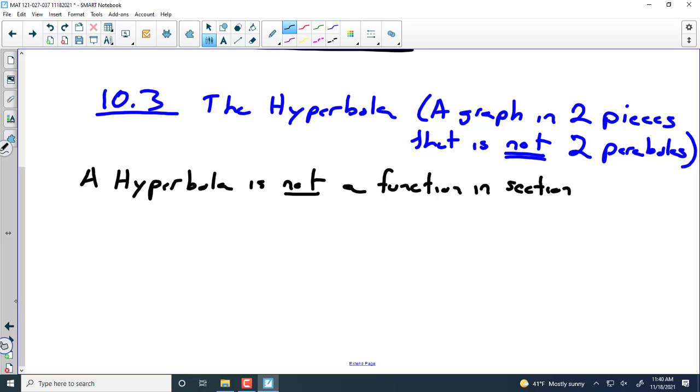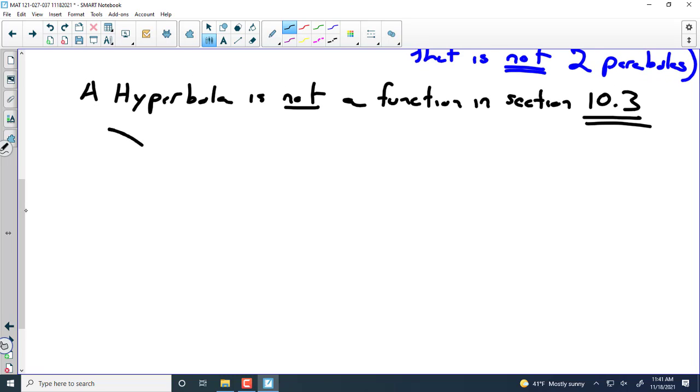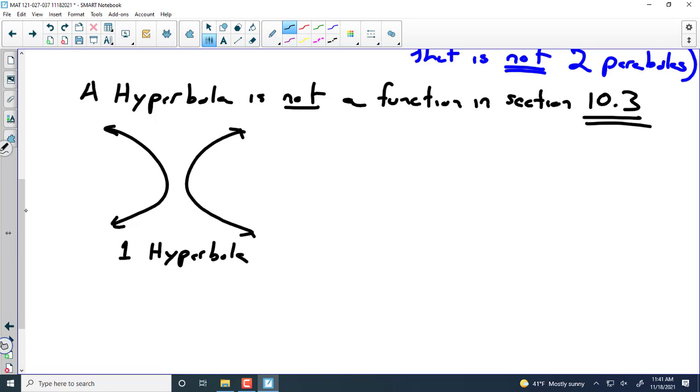A hyperbola is not a function in section 10.3. We are going to learn about hyperbolas, and they are not going to be functions. The reason for that is a hyperbola either looks like this, and that is one hyperbola right there, everyone. One hyperbola has 2 pieces to it.